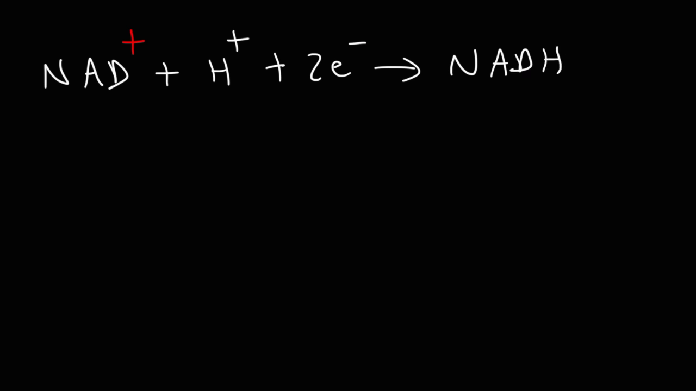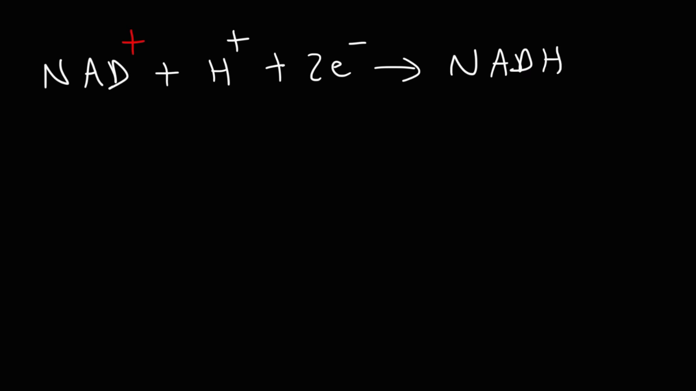Number eight. Which of the following statements is false? Starting with A, ATP synthase is the enzyme responsible for producing ATP during oxidative phosphorylation. Is that true or false? This is a true statement. Oxidative phosphorylation combines the activity of the electron transport chain and the production of ATP using the enzyme ATP synthase during chemiosmosis. So A is a true statement.